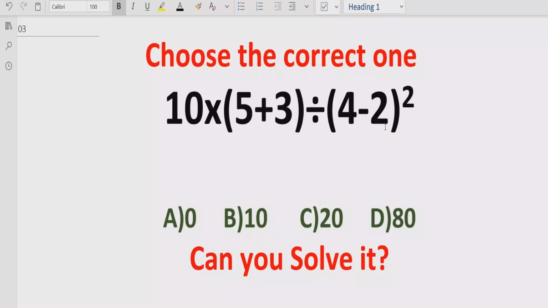Today we will solve another quiz which is also related to PEMDAS and BODMAS method. In this quiz, we will learn how to solve this expression using PEMDAS and BODMAS method. In this expression, we have basic operations minus, plus, multiplication and division. And also we have a bracket which has the power. So let's see after solving it which answer is correct.